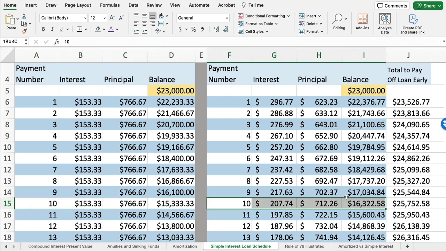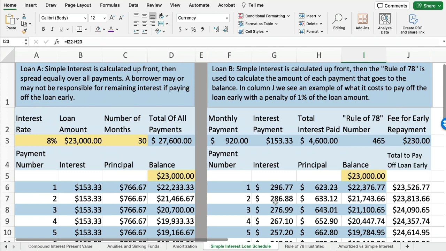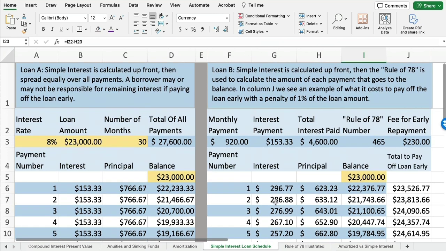But on the right, we see that our balance due is $16,322.58. Very close to a full $1,000 off. And it just gets worse and worse as you go down. The discrepancy between what you still owe under the standard loan versus the Rule of 78 loan is just stark.